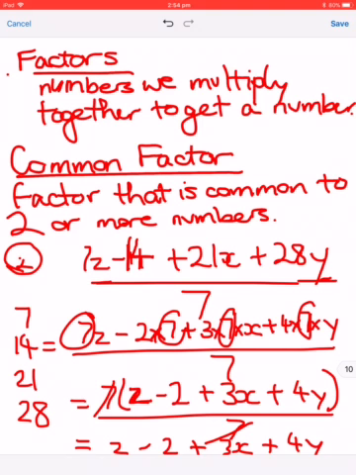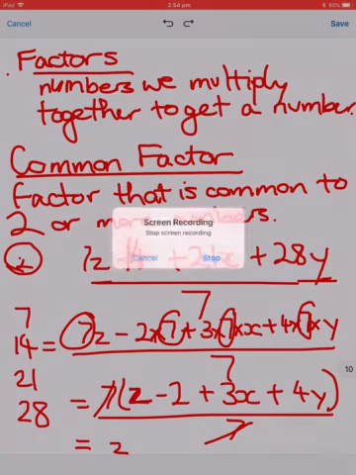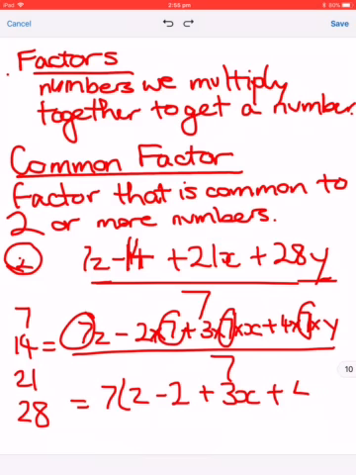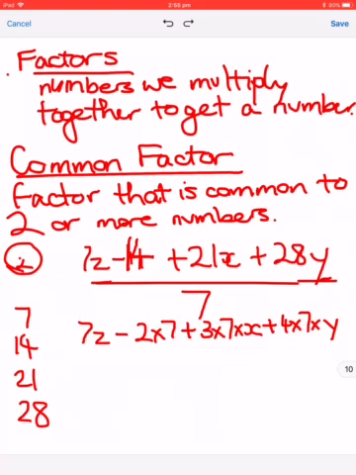Okay, so that's just another way of doing it. You can just factor each of the terms and then pull out the common factor if you're struggling to see what the common factor is. But you don't have to. If you can see what the common factor is straight away, just do it from there. That's absolutely fine.